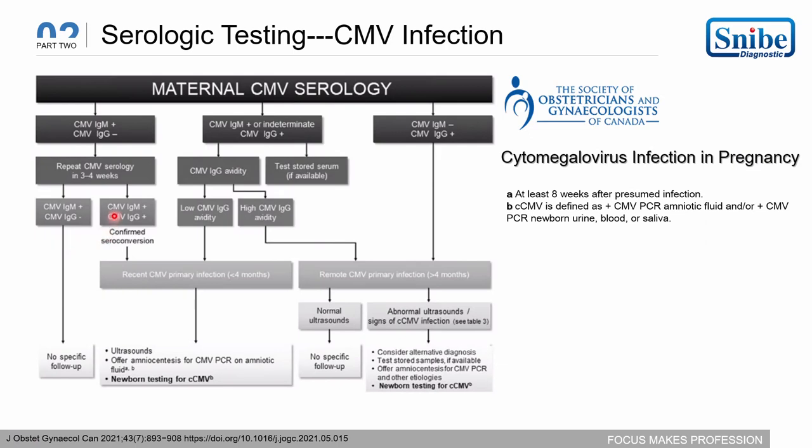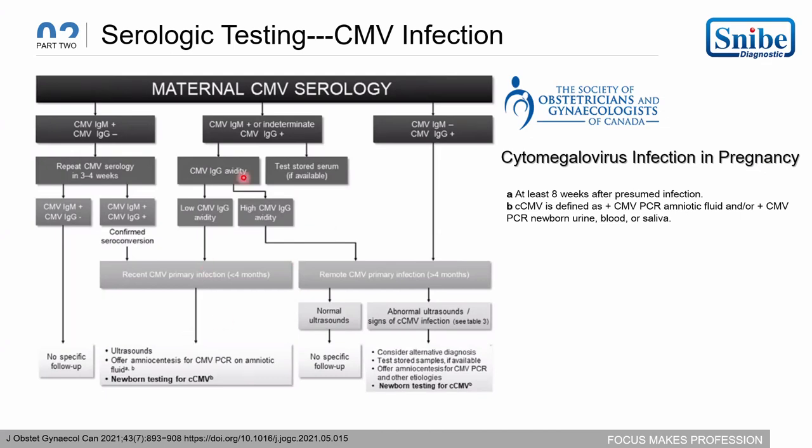But if IgM is positive after 3 to 4 weeks, and the IgG is also positive, that confirms seroconversion, and this is the window period, early detection in the first stage, and then you have to go for a recent CMV primary infection, which is less than 4 months. So further investigation includes ultrasound, amniocentesis for CMV PCR, or amniotic fluid PCR for the CMV virus, and newborn testing for CMV.